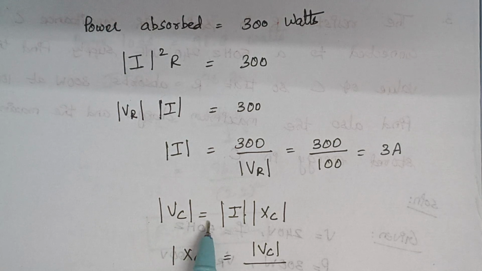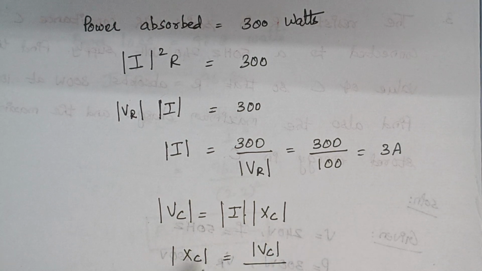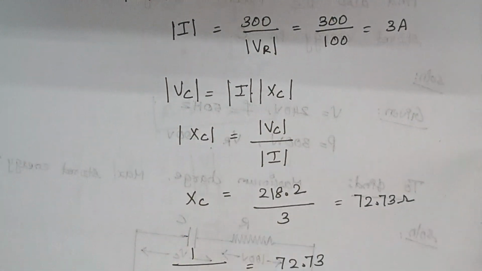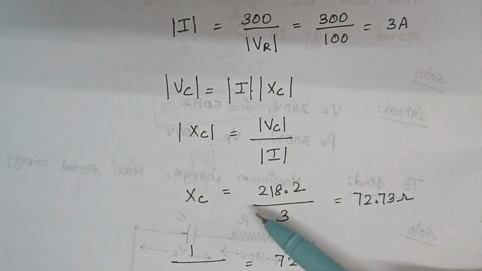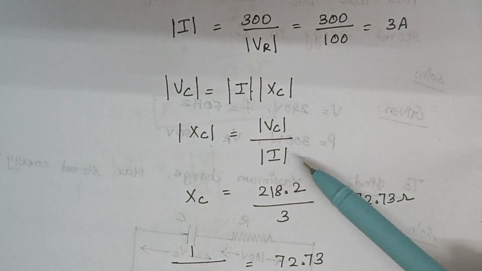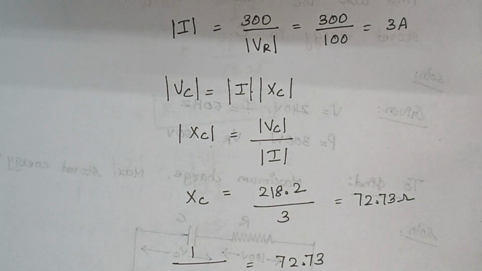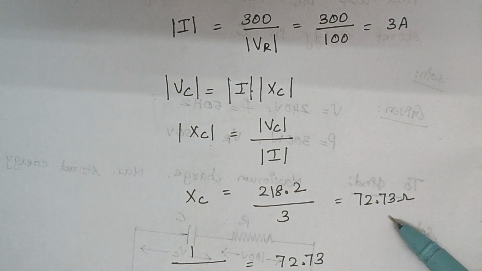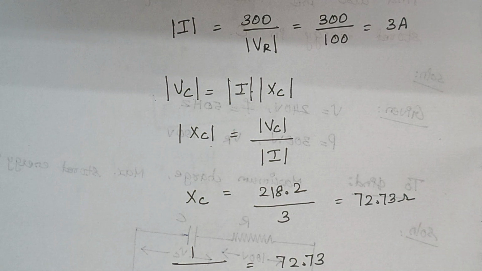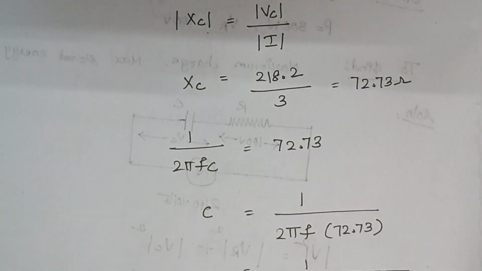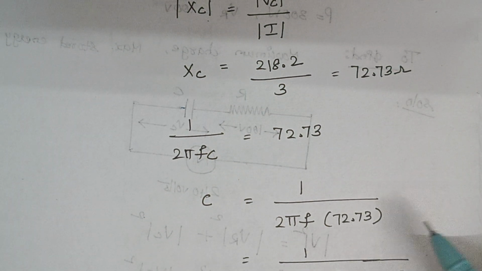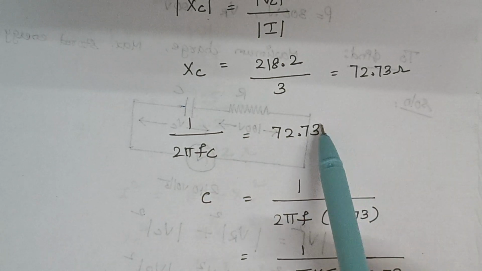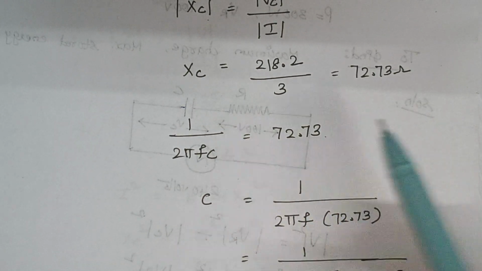And VC is given by I into XC. So XC is given as VC by I here. Right. So the VC is 218.2 divided by the value of I, which is 3. So the value of XC is 72.73 ohms. So XC is nothing but 1 by 2 pi FC, right? We know the value, we have to find C. So move C to this side and shift this 72.73 downwards.